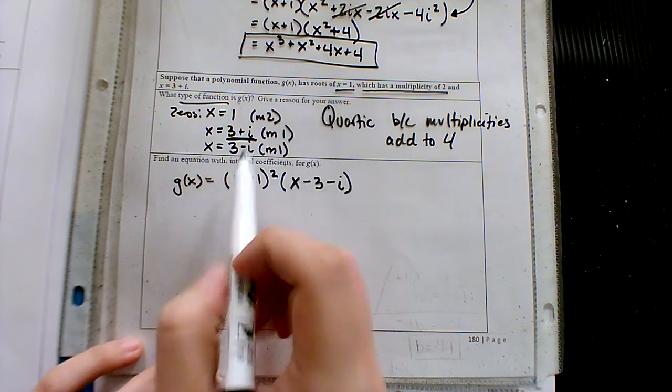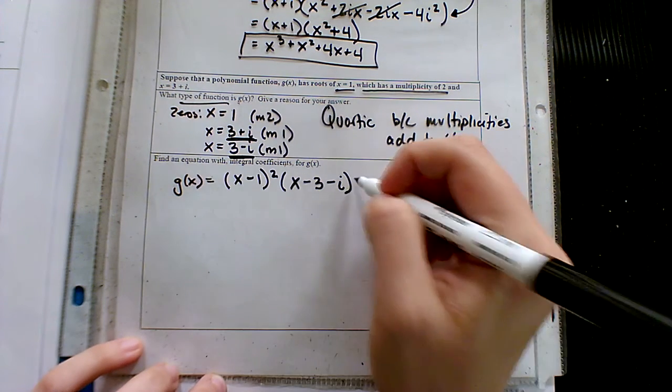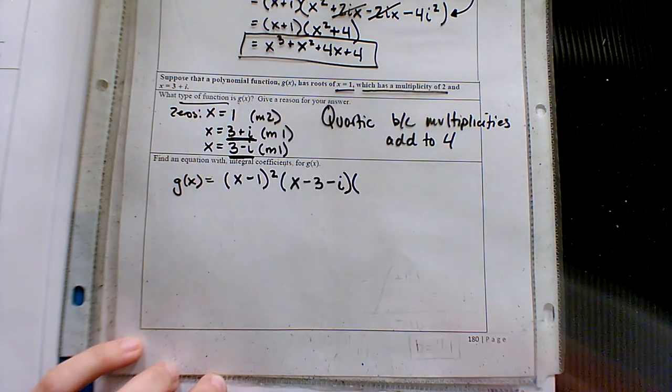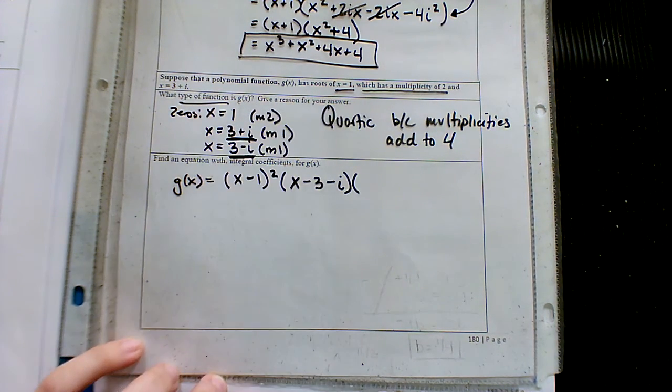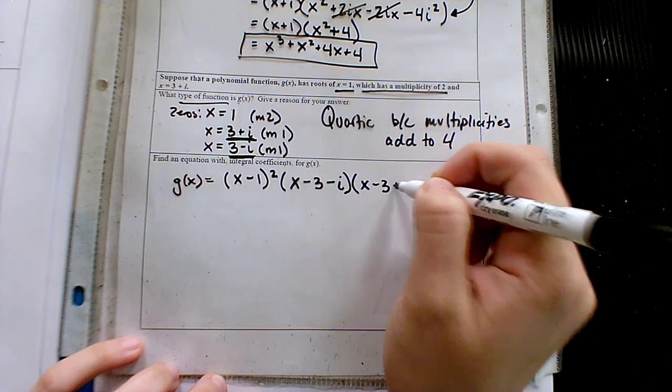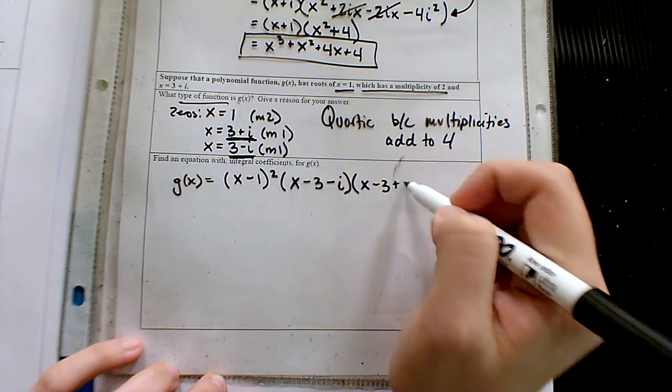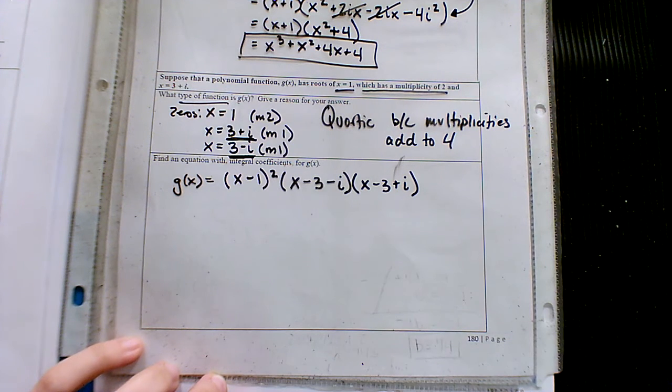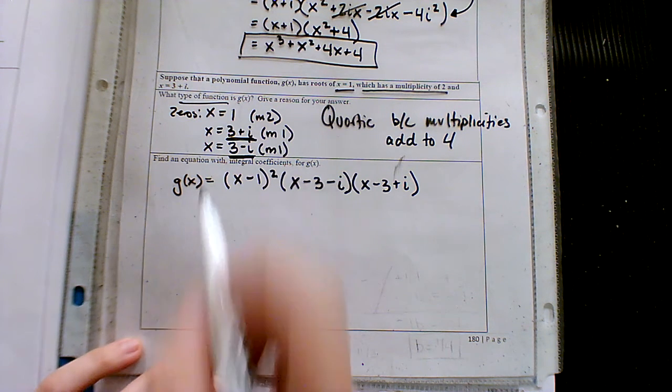We're going to do something similar for the buddy root. If we want x minus this root, we would need x minus 3, and then we're going to change it to a plus i. You got to subtract both parts. A little bit different than the previous one. So we have all the roots listed. Let's go ahead and expand it.